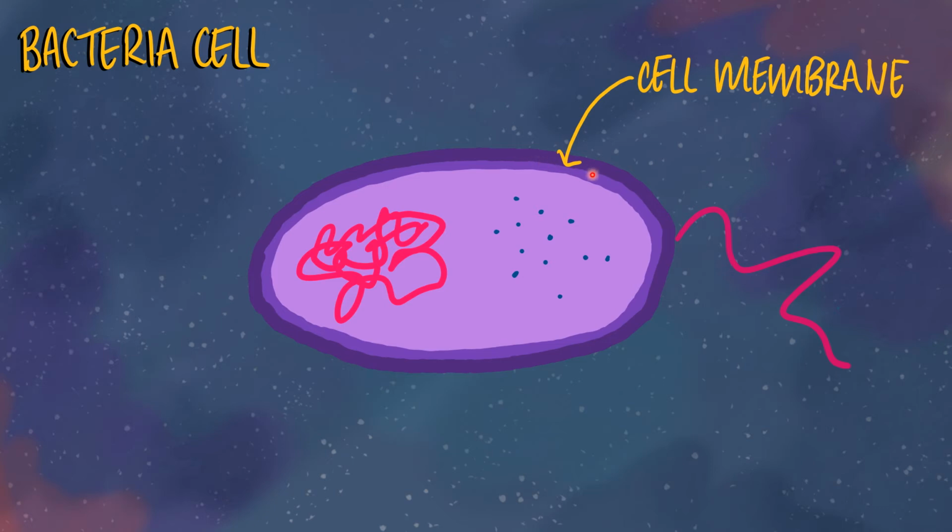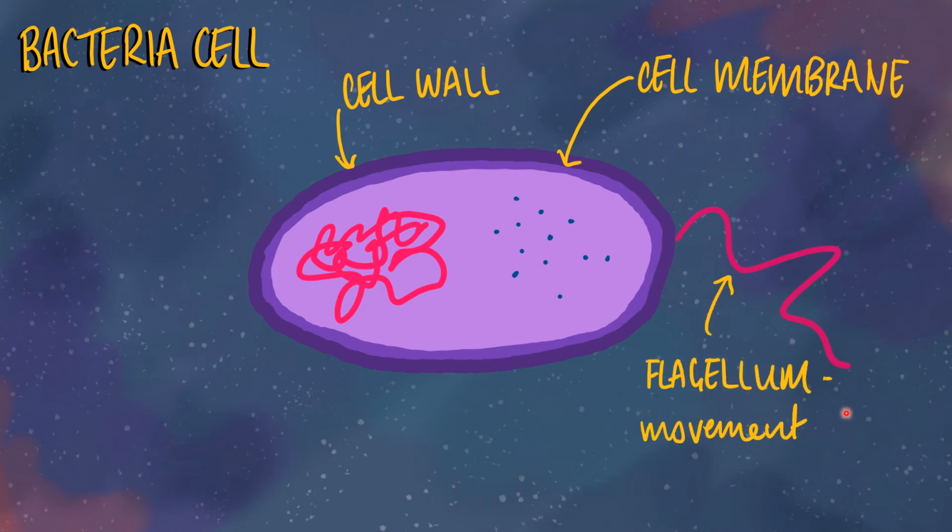Okay, so the medium purple colour, that is a cell membrane. The dark purple colour on the outside, that is a cell wall. So remember, if it's got a cell wall, the cell wall is always on the very outside, and then the next one in is the cell membrane.